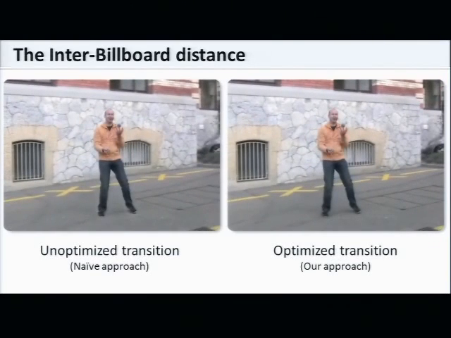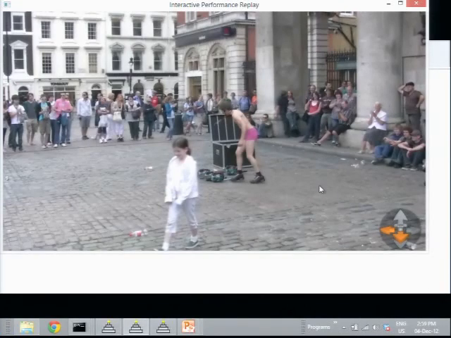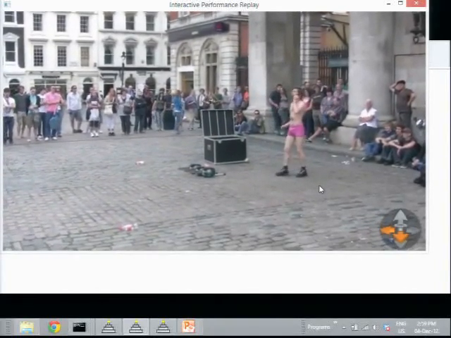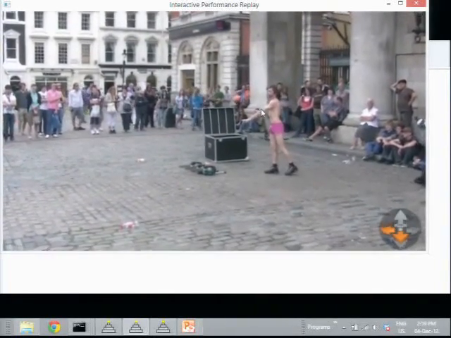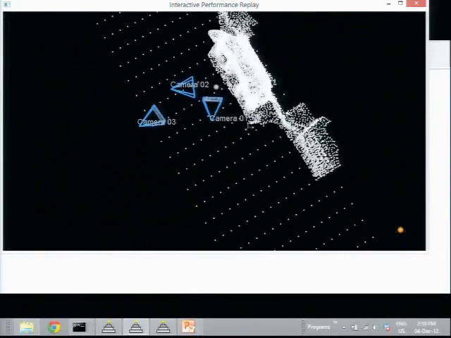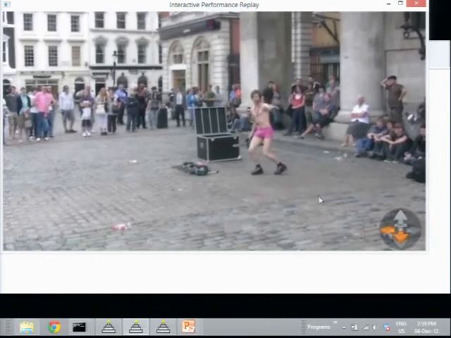So I can also show you a demo of it. This one was Covent Garden. I've never been to Covent Garden, but Gabriel was filming this. This is the geometry that we have recorded for Covent Garden. These are the cameras. They are moving just a bit because there was too much crowd there at that time.